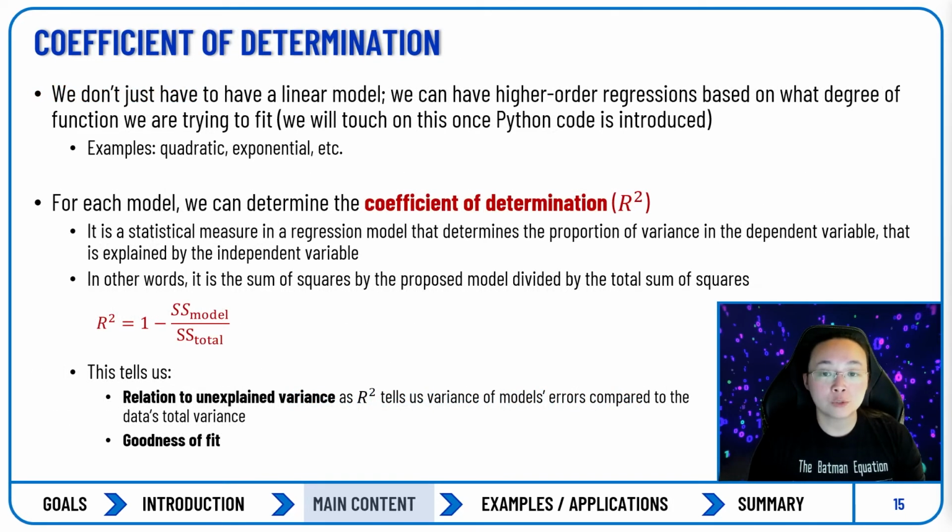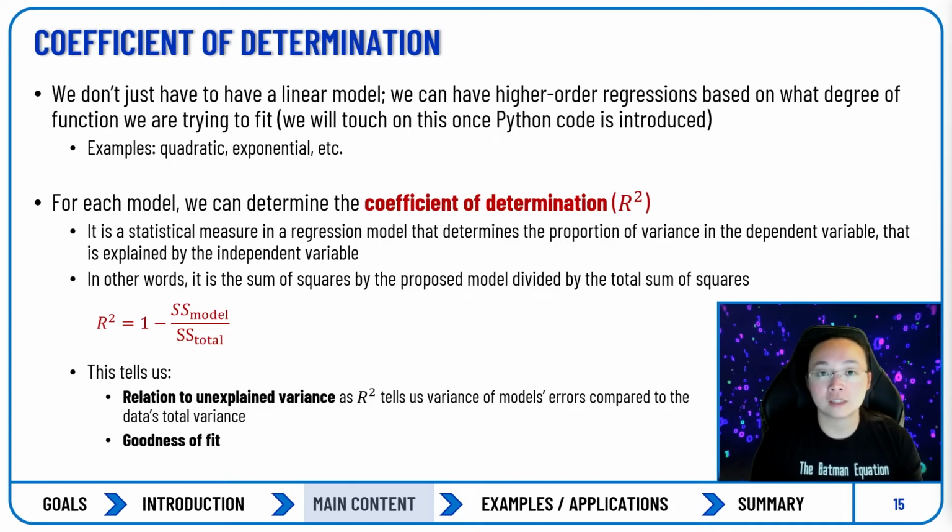Based on those residuals, though, we can determine something else to help define the accuracy of our model, and that's the coefficient of determination, or R squared. As a preamble, we don't just have to have a linear model. We can have higher order regressions based on what degree of function we're trying to fit. We'll touch on this once we introduce some Python code, but we can have more than just a linear regression. We can have quadratic, exponential, and so on and so forth.